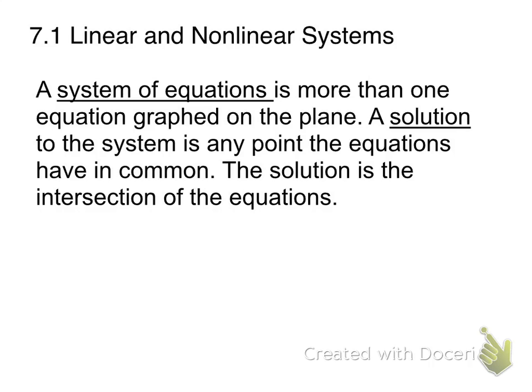So if we're looking at the graph of a system, if they intersect at one place or two places, those are the solutions to the system. If they don't intersect at all, then there's no solution.